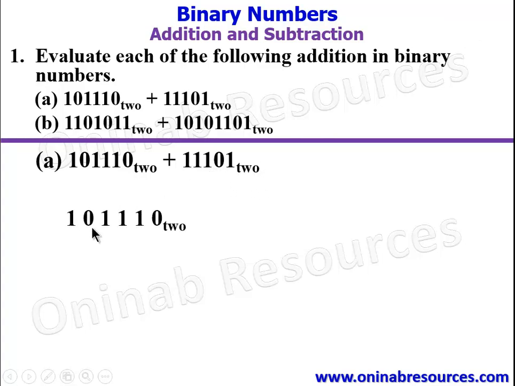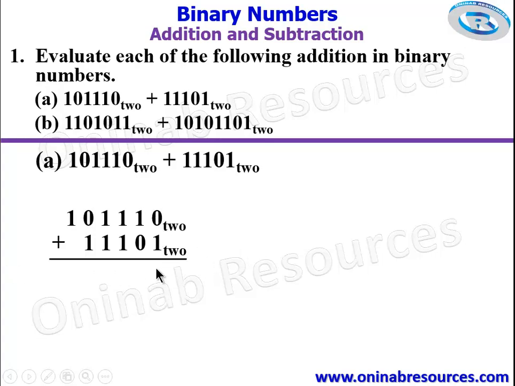So we arrange the numbers in block form where the last digit will correspond with the last digit of the first number. The second to the last digit will correspond with the second to the last digit of the second number in that order. So we then add digit by digit starting from the last digit. 0 plus 1 gives 1. 1 plus 0 gives 1.